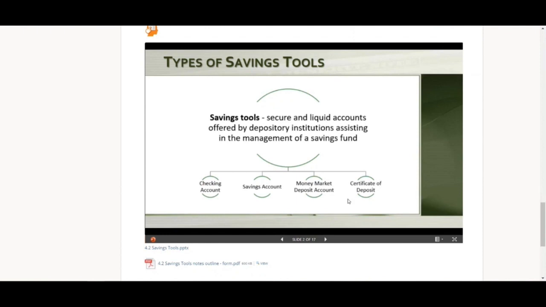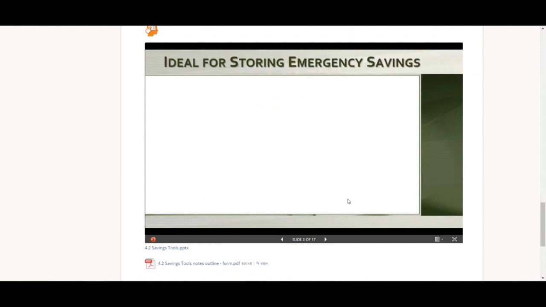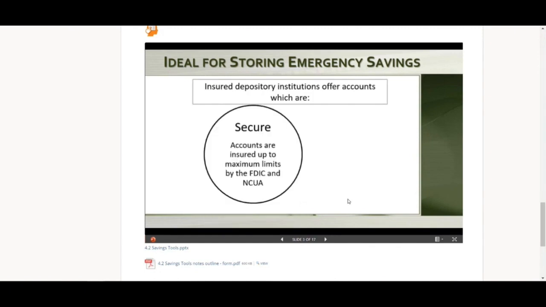2 new accounts that we haven't introduced yet: money market accounts and CDs. Let's look at those. The biggest difference between all 4 of these is the level of interest that you receive and the level of liquidity. Okay. Now, the first goal of all of these is to keep your money secure and safe.